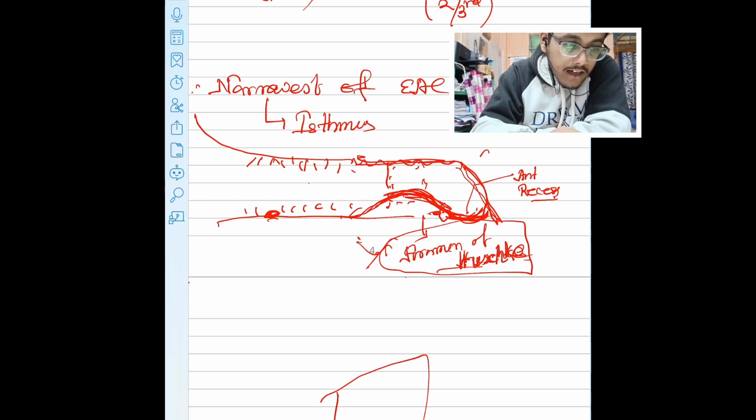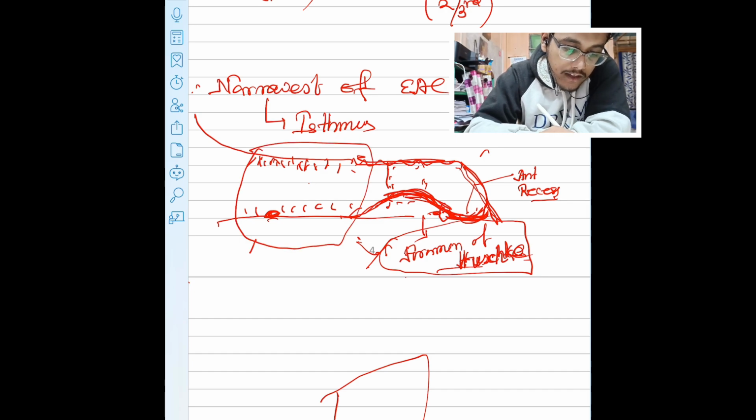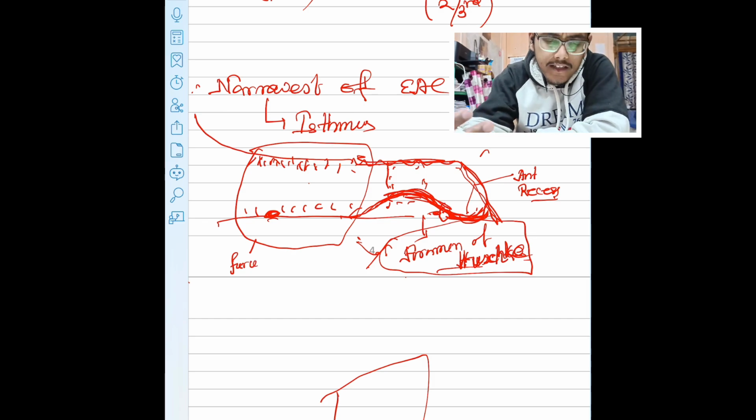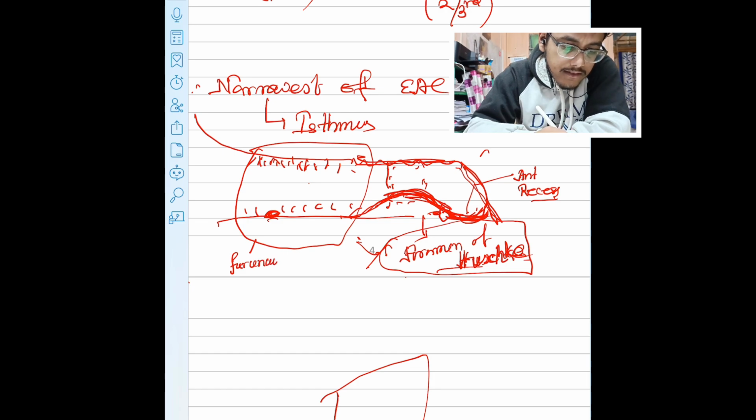Clear? Now we can see the outer cartilaginous part. We can see the hairs; the skin has hair follicles. So otitis externa, or furunculosis, is usually seen in this area, because furunculosis is the infection of hair follicles. So you will see the hairs in the cartilaginous part, and furunculosis you will see in this area.